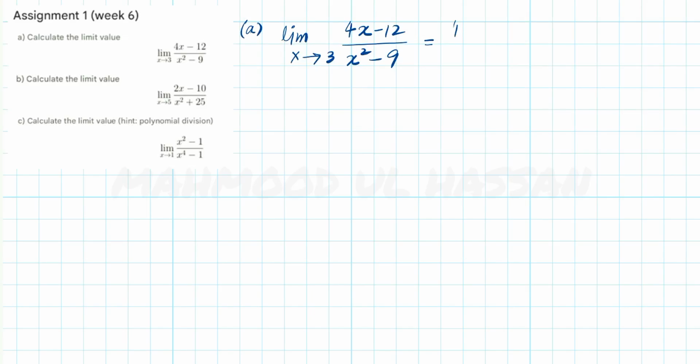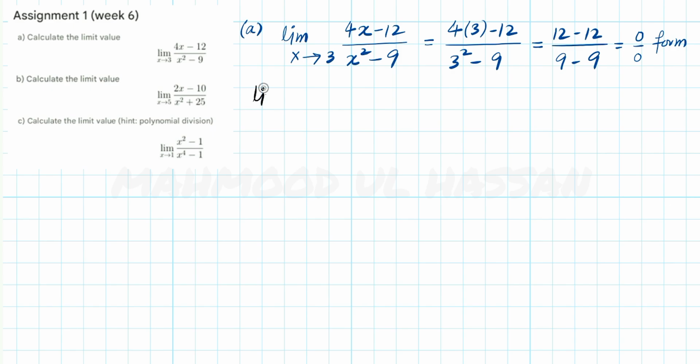So we are going to apply the limit directly. So that would become 4 times 3 minus 12 divided by 3 squared minus 9. So simplify this fraction. That would become 4 times 3 is 12 minus 12 upon 3 squared is 9, so 9 minus 9. And that gives us 0 over 0 form. Got it? So in order to find the limit, what will we do? We have to factorize both the numerator and the denominator.